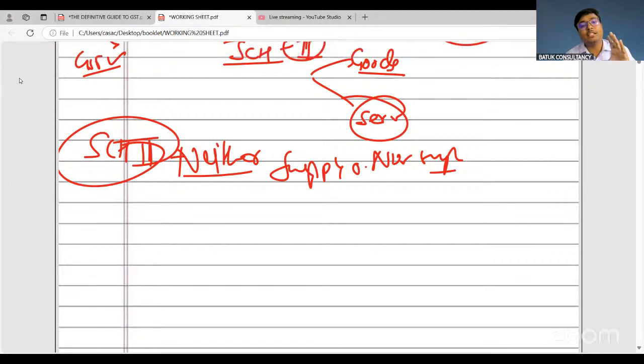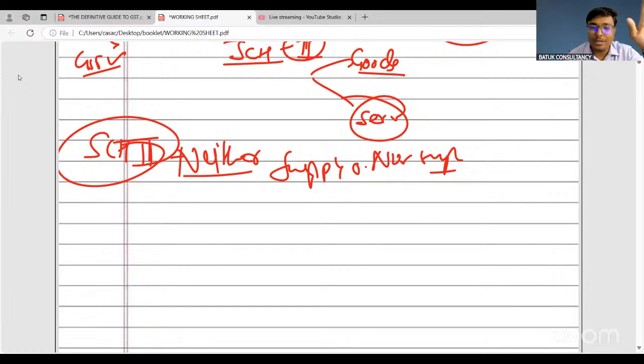Schedule number 2 is specifically for the determination of whether this activity or transaction is a supply of goods or a supply of services. Yes, definitely, Megha ji. Vishnu sir, we have just given the headings of schedule 1, schedule 2, schedule 3. We will discuss schedule 1, schedule 2, schedule 3 in a very detailed way.